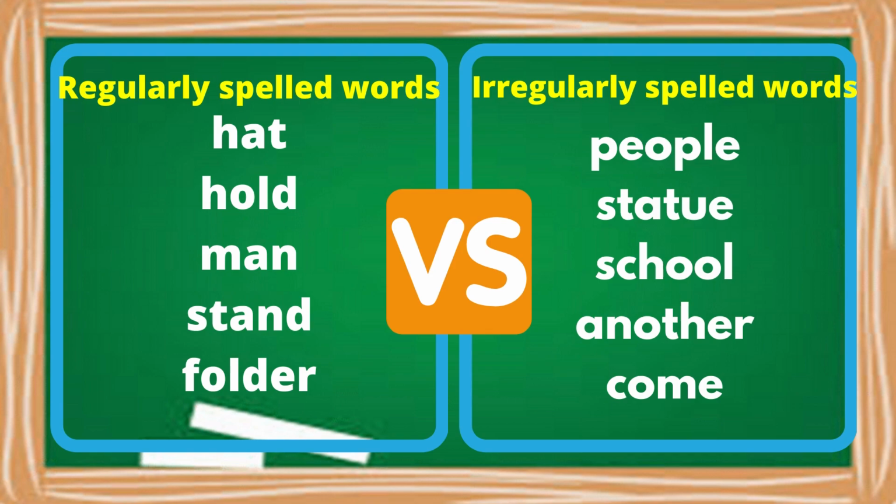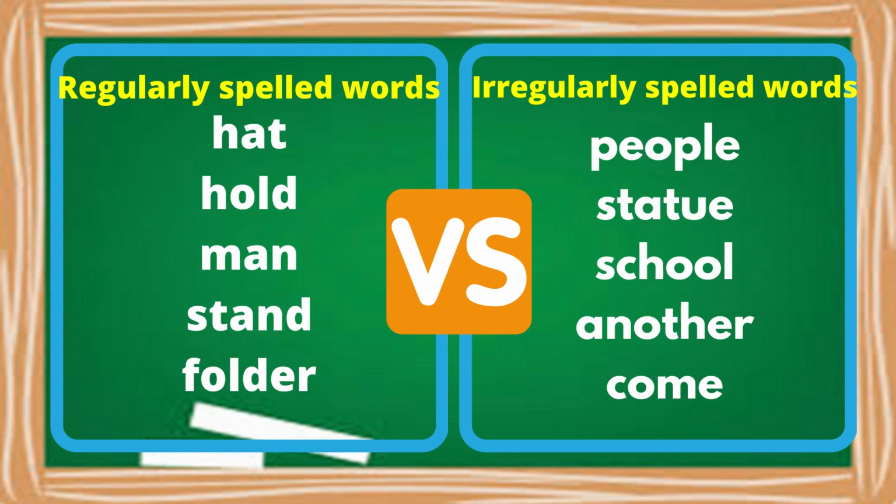Right? Okay, let's have a quick comparison, so that you'll understand further. Let's compare regularly spelled words and irregularly spelled words. The first column, regularly spelled words, those are words that are read according to their spelling. These are words that are not read differently. They are read how they were spelled, like hat, hold, man, stand, folder. No complications. Simple as it is. They are read according to the letters in the word.